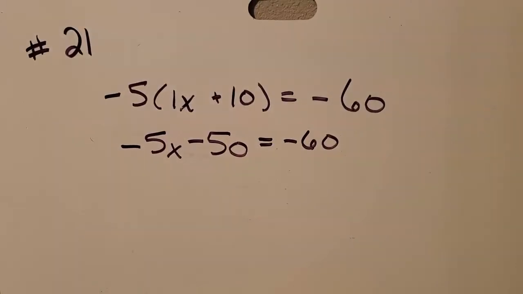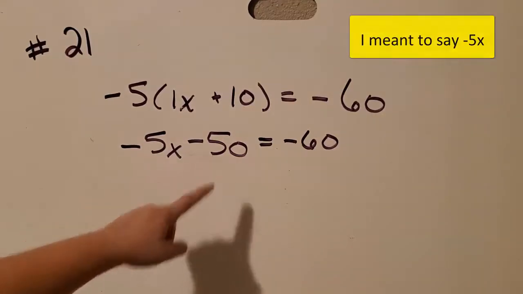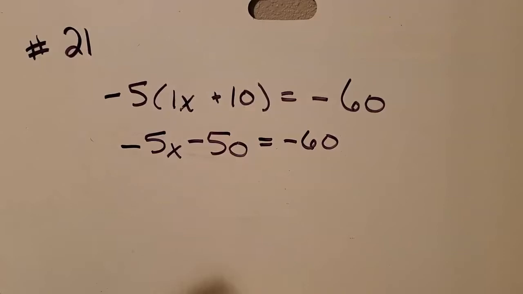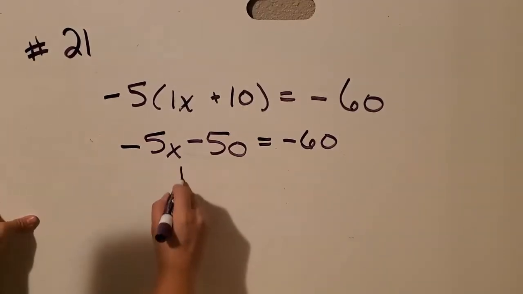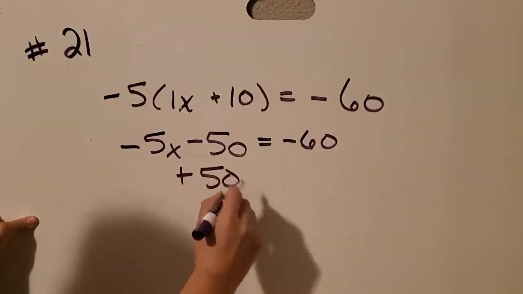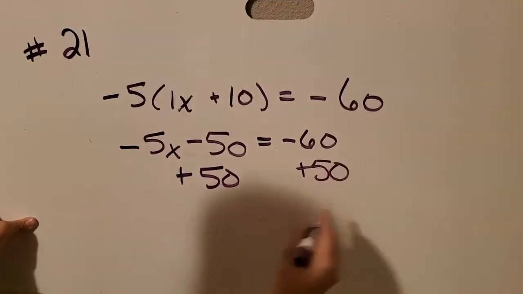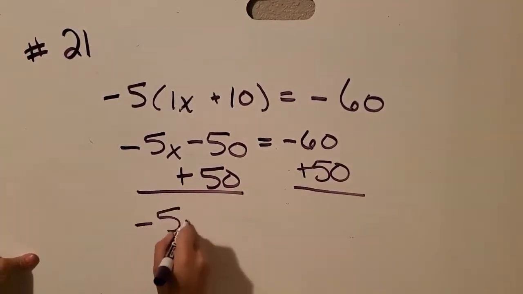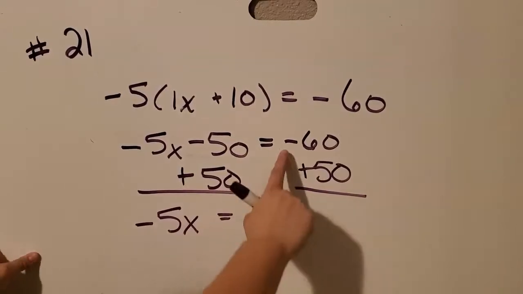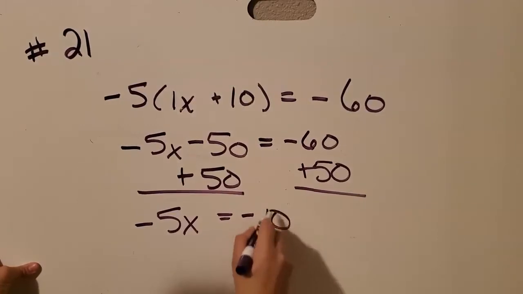So now we can use the properties of equations to solve for x. I have negative 5x minus 50, so to get x alone on this side, I'm going to add 50. And I'm going to have to do that to both sides. Left side is now going to be negative 5x, and that equals negative 60 plus 50, or negative 10.